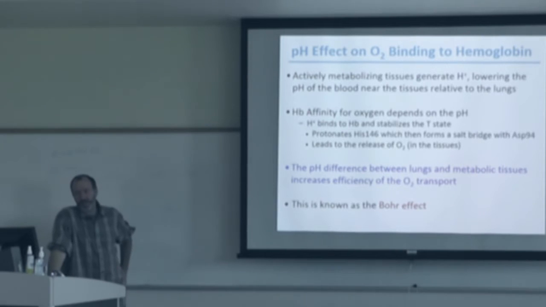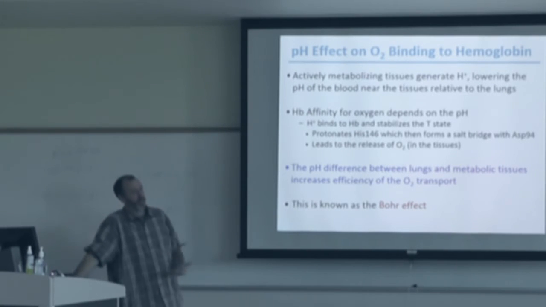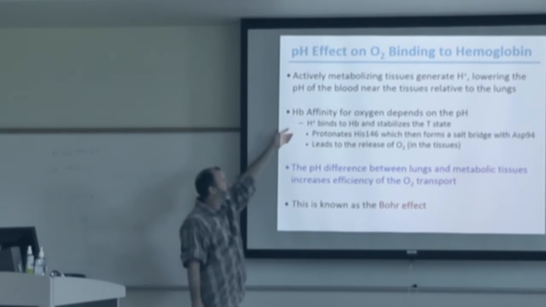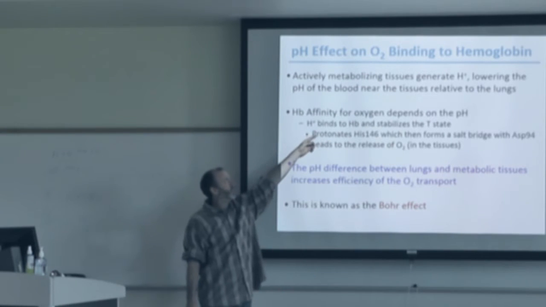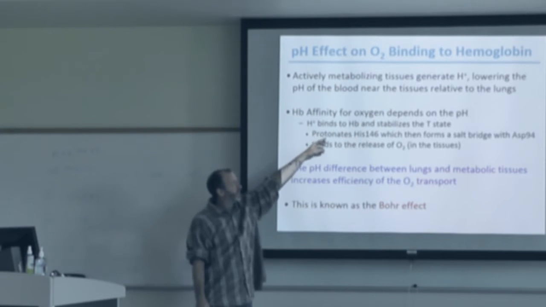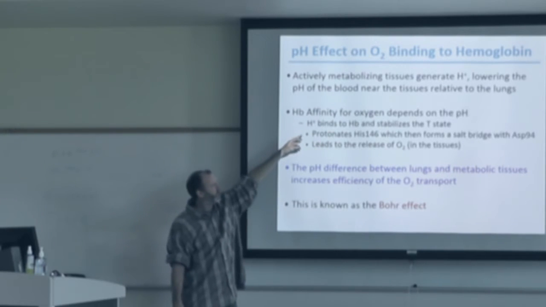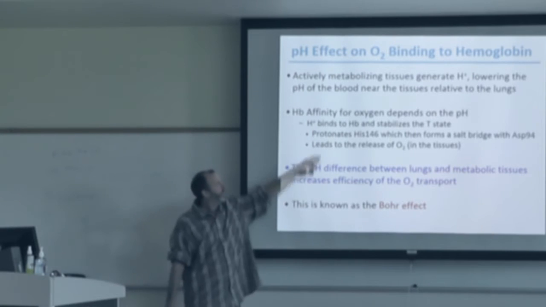So, pH effect on oxygen binding to hemoglobin. Actively metabolizing tissue, as we already talked about, generates hydrogen ions, lowering the pH of the blood near the tissues relative to the lungs. So the hemoglobin affinity for oxygen depends on the pH, right? Hydrogen ions bind to the hemoglobin and they stabilize that T state.